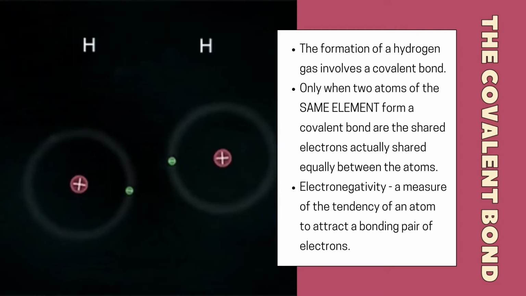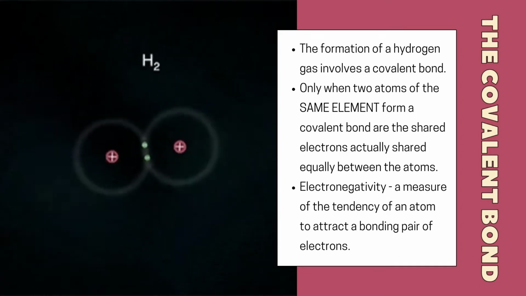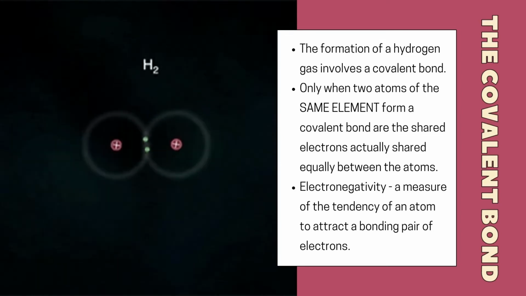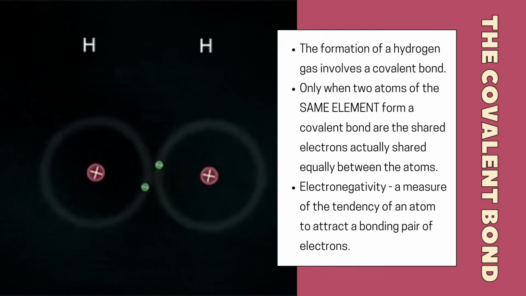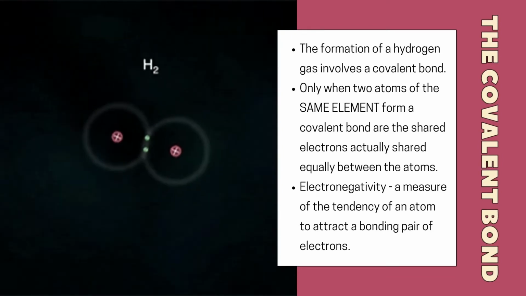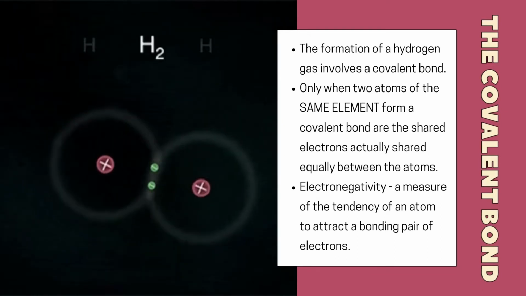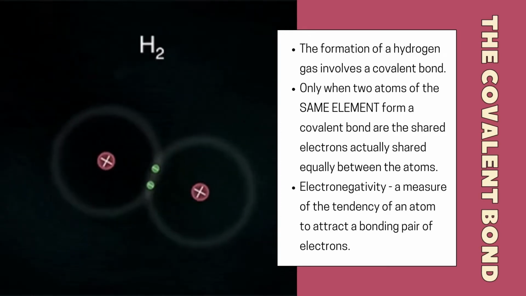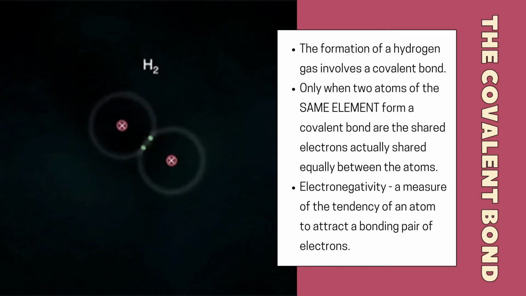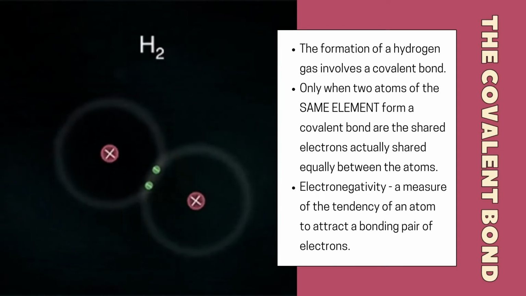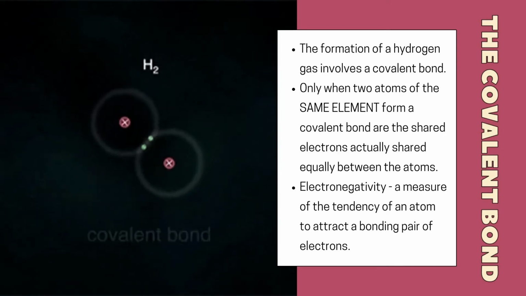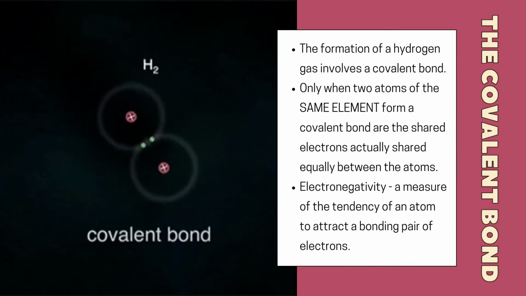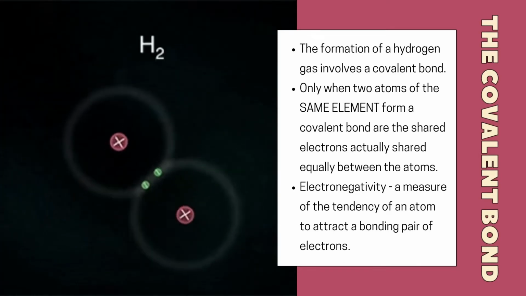Only when two atoms of the same element form a covalent bond are the shared electrons actually shared equally between the atoms. However, when atoms of different elements, for example, H and Cl to form hydrochloric acid, share electrons through covalent bonding, the electron will be drawn more toward the atom with the higher electronegativity. So what is electronegativity? Electronegativity is a measure of the tendency of an atom to attract a bonding pair of electrons.